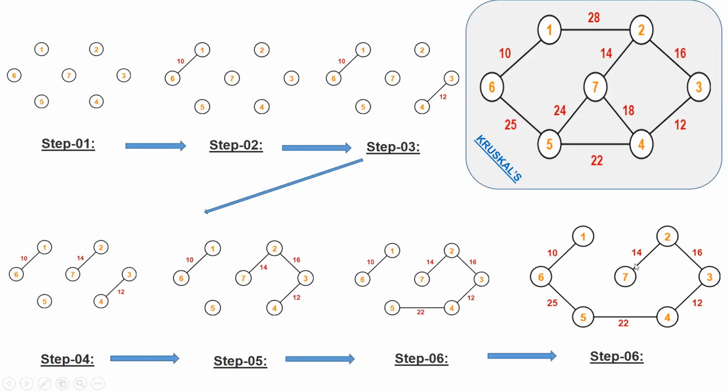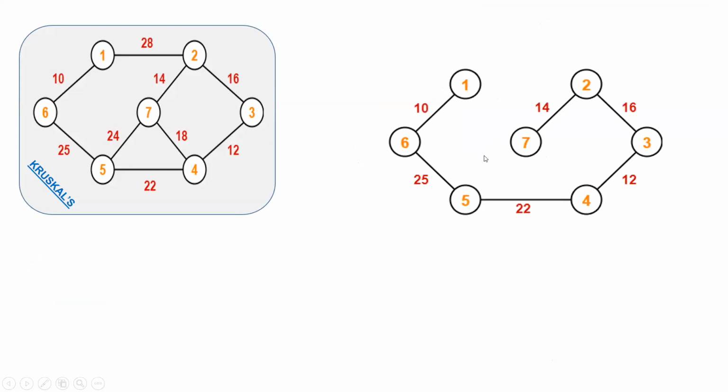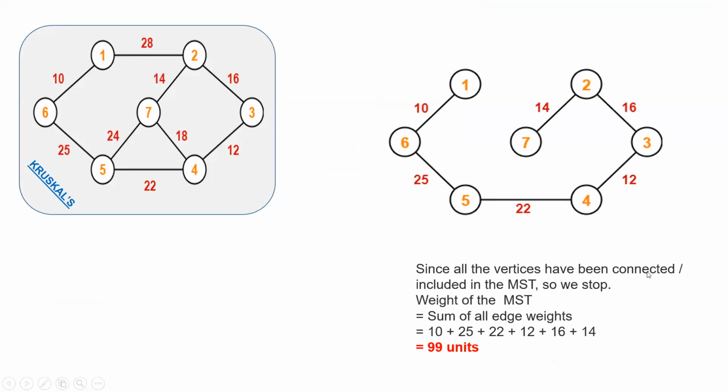And this is the minimum cost spanning tree by applying the concept of Kruskal's algorithm, and it's as simple as it is. See, this is the given graph. By applying Kruskal's algorithm, we'll be coming up with this minimum cost spanning tree. Since all the vertices have been connected in the minimum spanning tree, we should stop here. Now, what is the total cost or weight of the minimum spanning tree? It's just the sum of all the edge weights. That is 10 plus 25, 22, 12, 16 plus 14, which leads to 99 units. This is the weight of the minimum cost spanning tree.